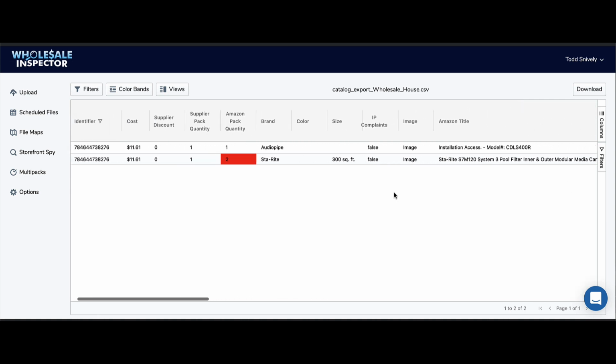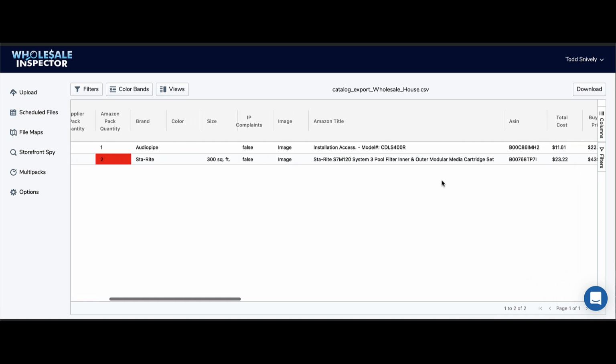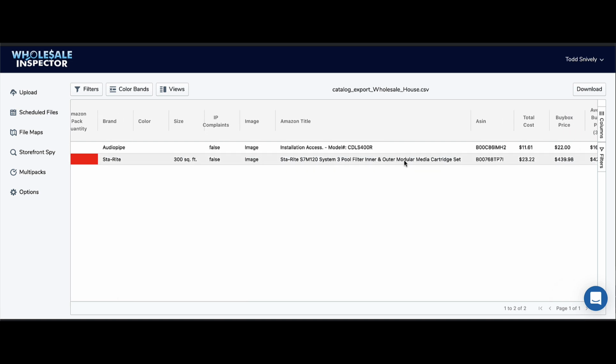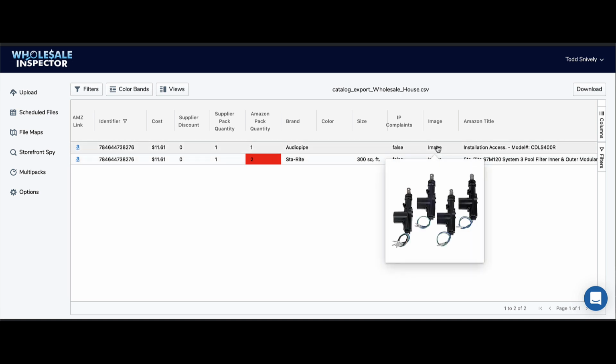Now, when I did that, the UPC code came up twice, which is interesting. Supplier files are not 1,000% accurate, so you have to be careful. The real question comes down to which product it really is. Is it this media cartridge set, the one selling for $439, or is it this, whatever this is? Where's the picture? Image. Looks like some sort of lock actuator.